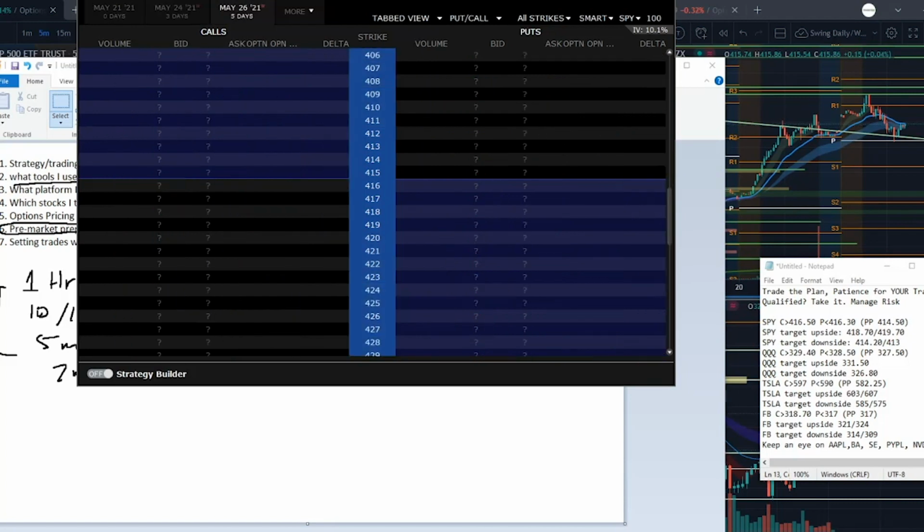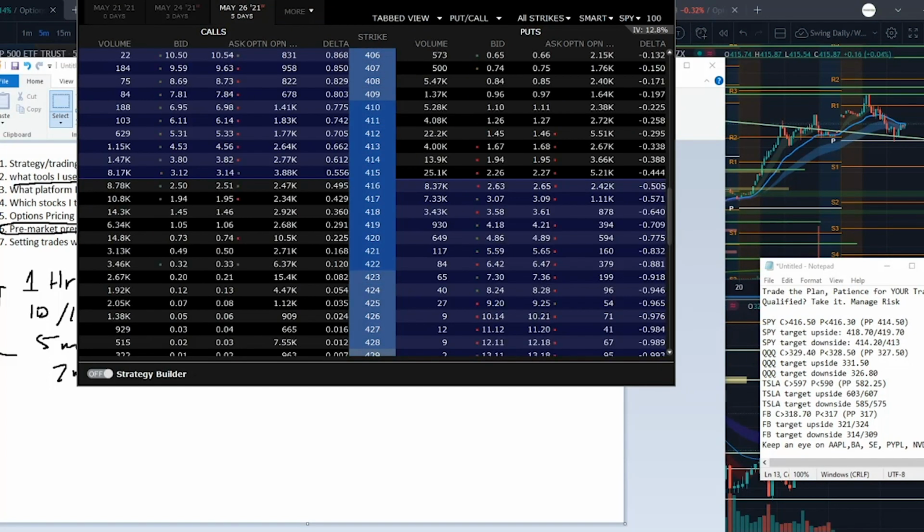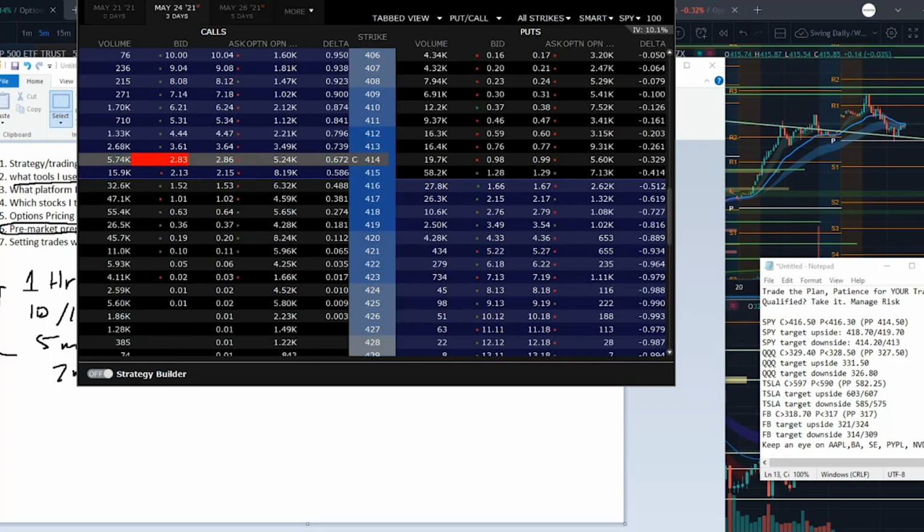If I'm trading the Fridays, I can go 5 days to expiry. You get it, right? Don't trade 0 days to expiry. That's what I don't do. And I'm going to go 35-ish, 35 to 40 delta. You can see these are dirt cheap, $1 a contract. So this is what I focus on when looking at options pricing and option selection.